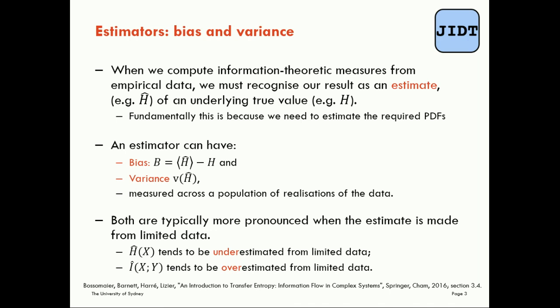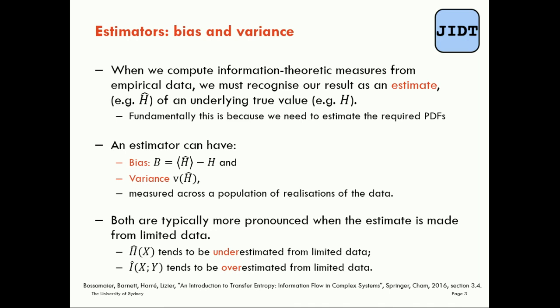So our estimated value is H hat compared to a true value H. Our estimator can have a bias, an expected difference between our estimated value and the true underlying value, and can also have variance, a range of estimates provided. This is when we measure these estimates across a population of finite realizations of the data. Both of these properties, the bias and variance, are typically more pronounced when the estimate is made from more limited data. So the more limited amount of data we have, the larger our bias and our variance can be.